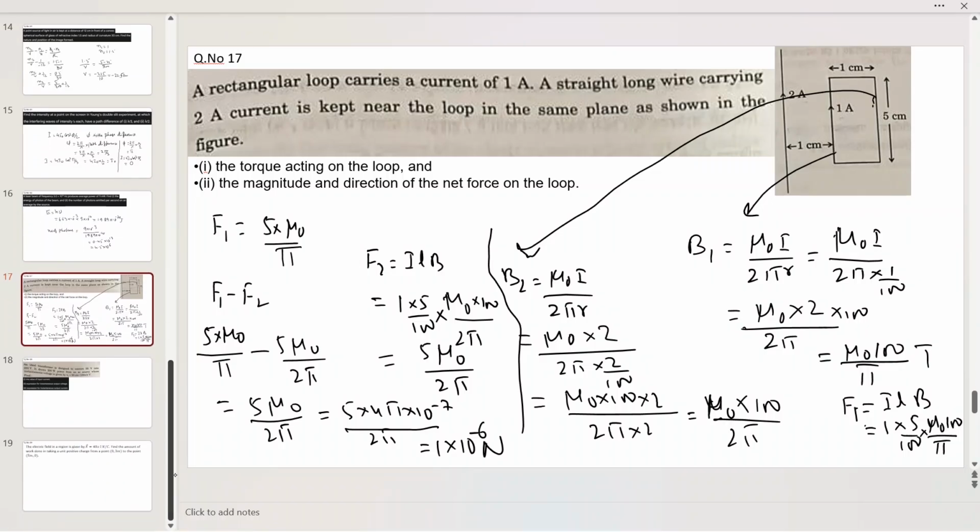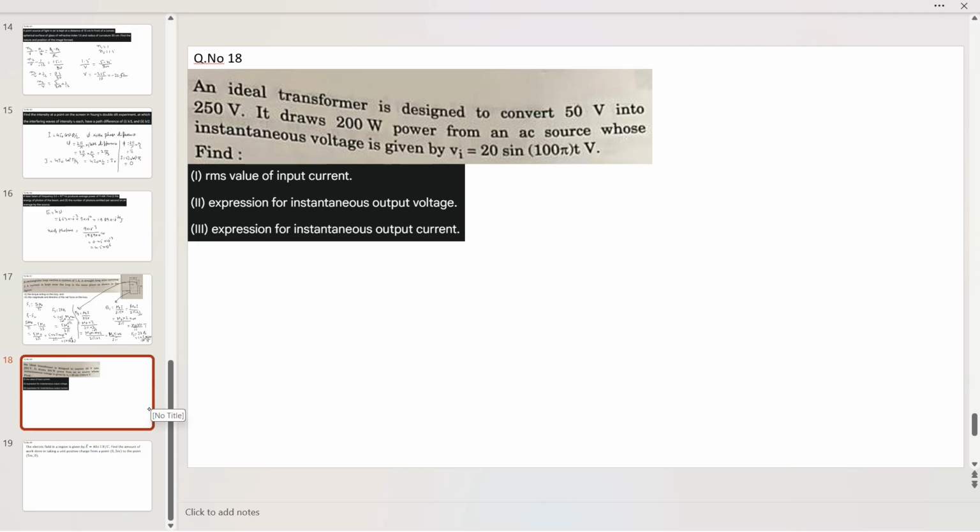Next question. This is an ideal transformer. Here you see it is a step up transformer, because 50 volt into 250 volt, and it draws 200 amperes of current. Your V1, that is the input voltage, is given to you as 20 sine 100 pi t.